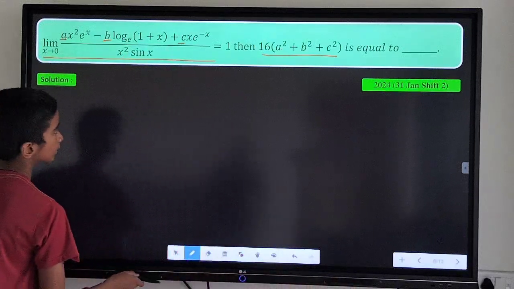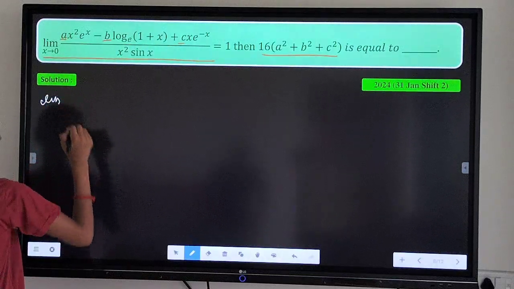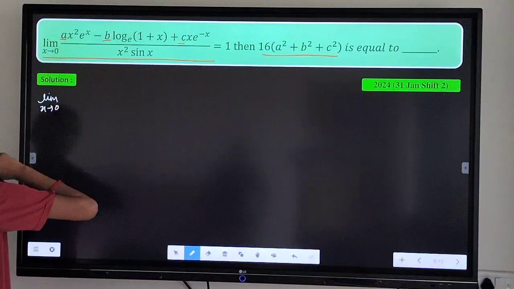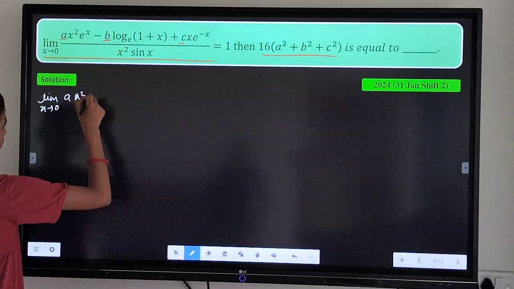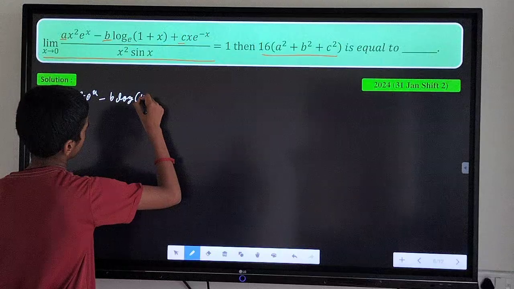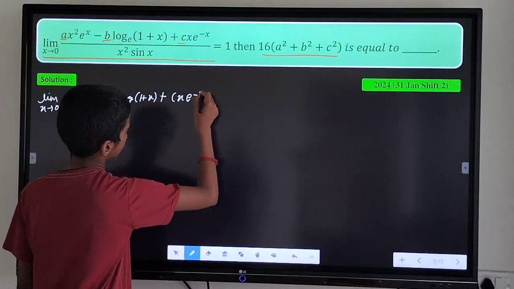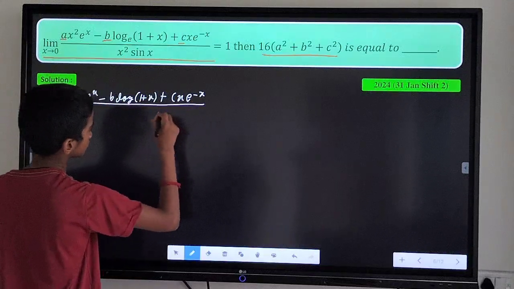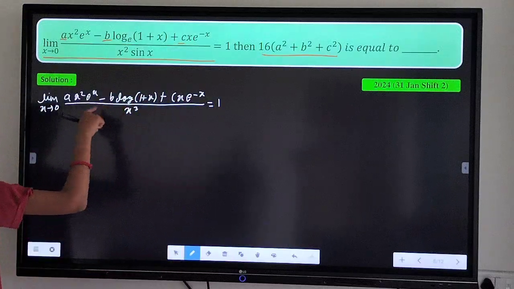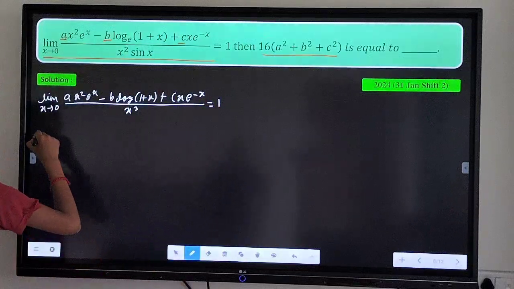Now when x tends to 0, our sin x tends to x. So we can write the limit as limit x tends to 0 of a x square e raised to power x minus b log of 1 plus x plus c x e raised to power minus x upon x cube, which is equal to 1. Now we will put expansions of e raised to power x, log 1 plus x and e raised to power minus x to solve this.